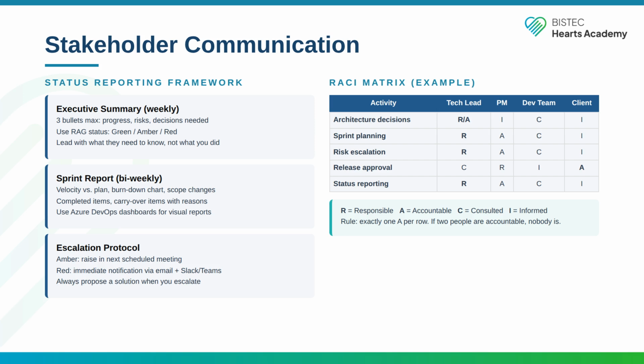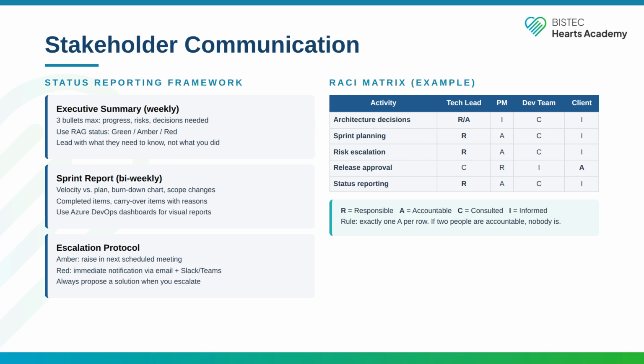"We have a problem and I recommend option A or option B" is useful because it gives them something to act on. The RACI matrix clarifies who does what. R is responsible, who does the work. A is accountable, who makes the final decision. C is consulted, whose input you need before deciding. I is informed, who needs to know after the fact.